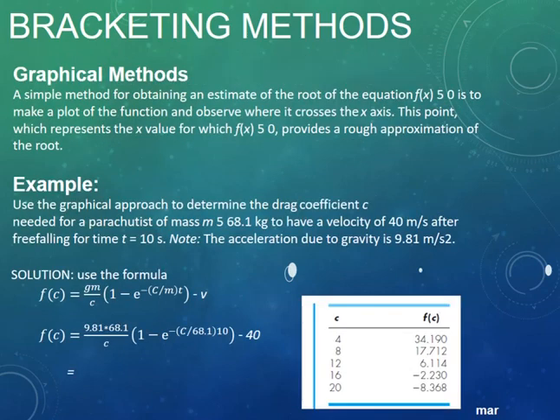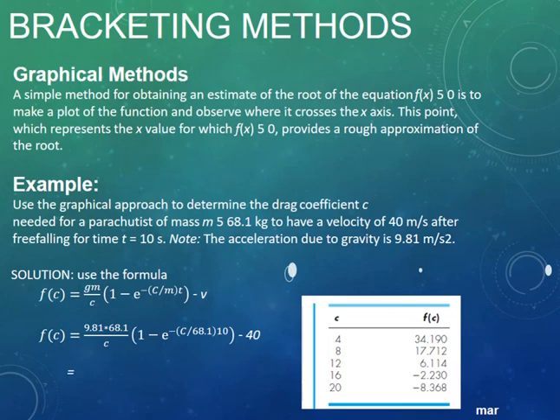Okay, so let's go to the graphical method. The simple method for obtaining an estimate of the root of the equation f of x equal to 0 is to make a plot of the function and observe where it crosses the x-axis. So this point, which represents the x value for which f of x is equal to 0, provides a rough approximation of the root. So this is the simplest method. So i-graph lang natin yung mga values.